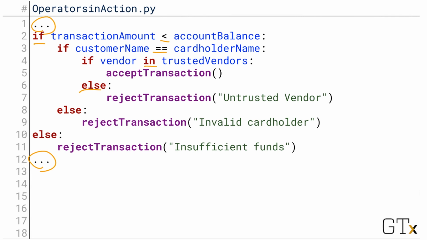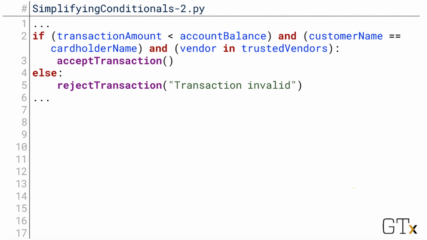Rather than having each line represent a different check or a different operator, we could use Boolean operators to chain them all together, checking all the conditions together on one line. Here's what that would look like. Note that it's a very long line, so I've split it up between two, but in your code this would all be on one line.